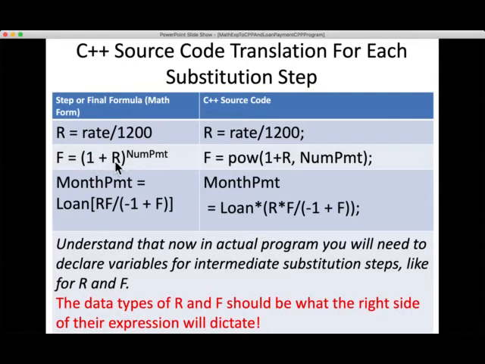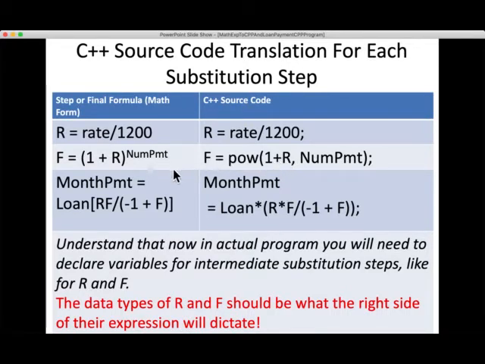Obviously, you can see we are raising 1 plus R to the power num pmt. For this, we use the pow power function. So this will become, this is the base. In the power function, the base is always the first argument. So pow(1 + R, numPmt). You don't have to put 1 plus R into parentheses if you don't want to. This is just fine. But if you think that will confuse you, you can put that in parentheses as well.